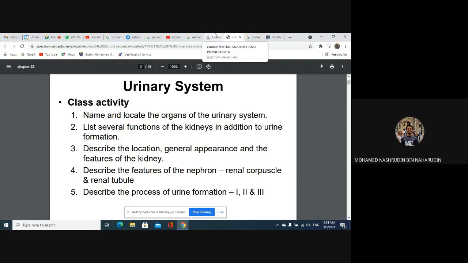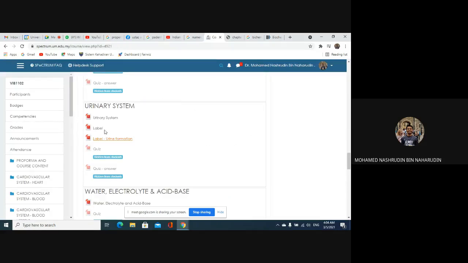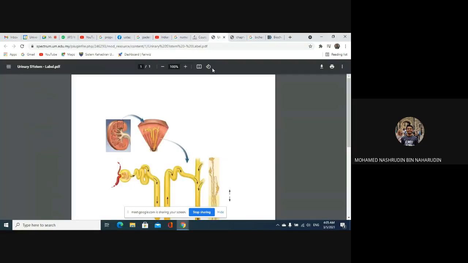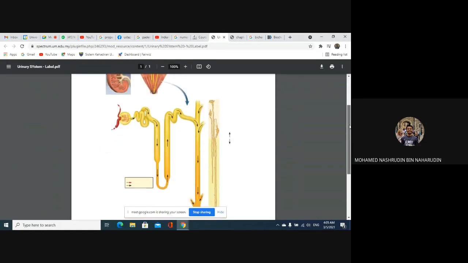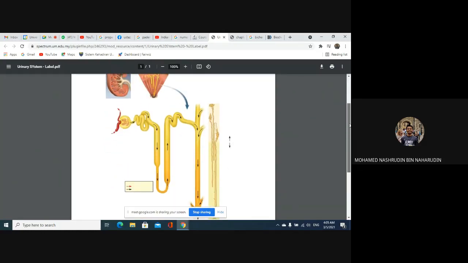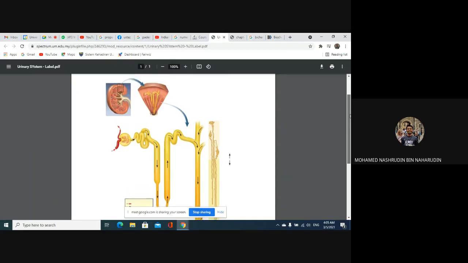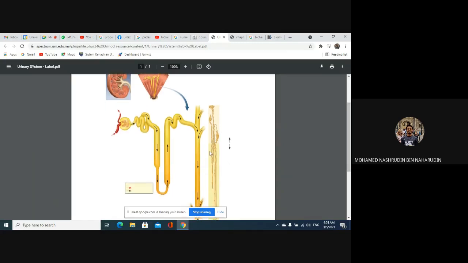I also have attached a label for urine formation for you to try out after you finish watching this lecture series. You can go straight to this link in your Spectrum and then answer. Okay, try to test yourself and answer everything or every structure within the human kidney.